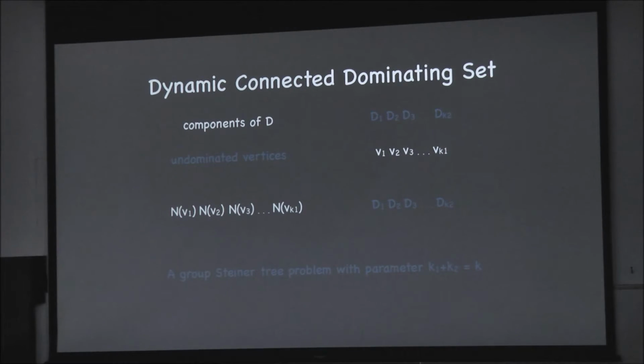So here what do we want? We want to pick up at least one element from N of V1, at least one from N of V2, at least one from N of V3 and so on. At least one from D1, at least one from D2, at least one from DK2, and so on. And we want this to be a connected graph. So we want it to be a tree. We want to find a tree of the graph that contains one element from each set. So since this is a group Steiner tree problem with parameter K, which is K1 plus K2, this again gives a 2-to-the-order-K algorithm for connected dominating set. Another simple algorithm, maybe not as simple as set cover, but relatively slightly more involved, yet simple.